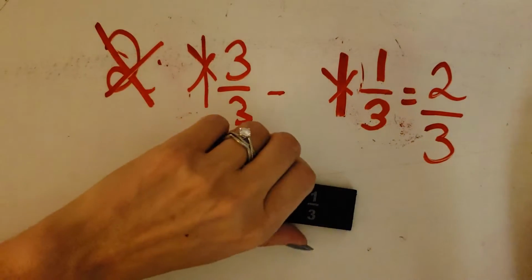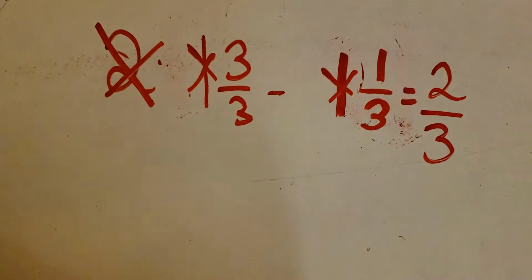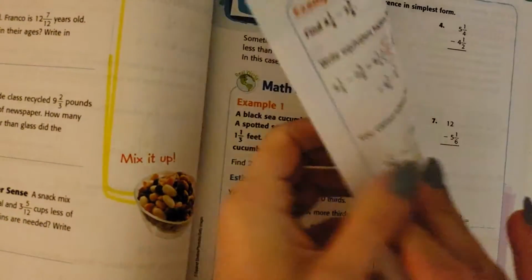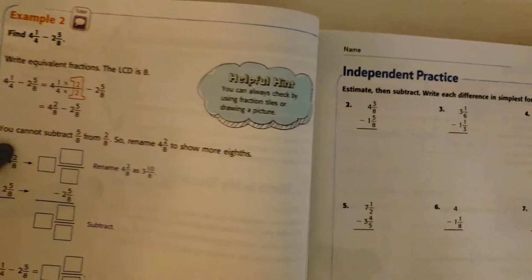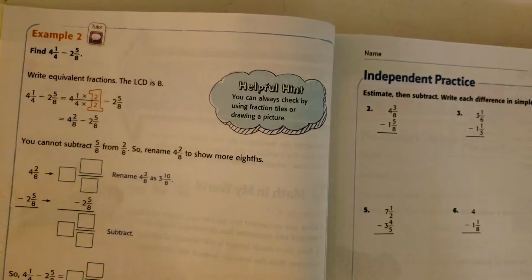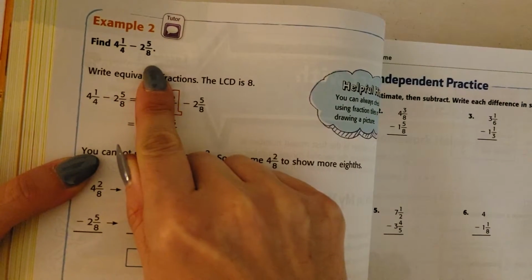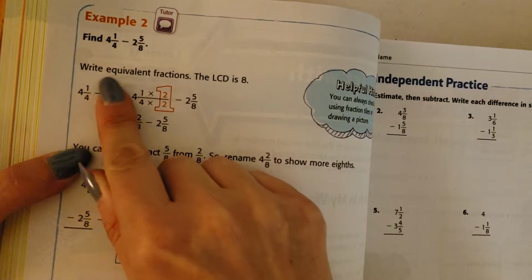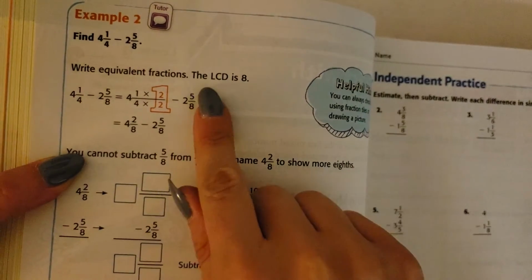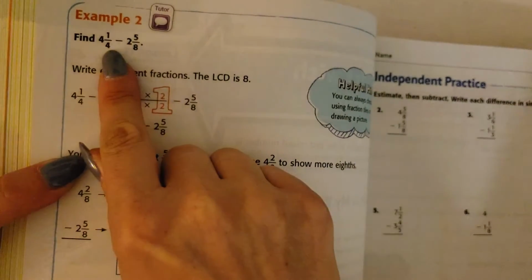Let's look at example 2 now. Turn the page, we have example 2. And it shows find 4 1/4 minus 2 5/8. First, we want to write the equivalent fraction. And the least common denominator is 8. 4 and 8, their LCD is 8.